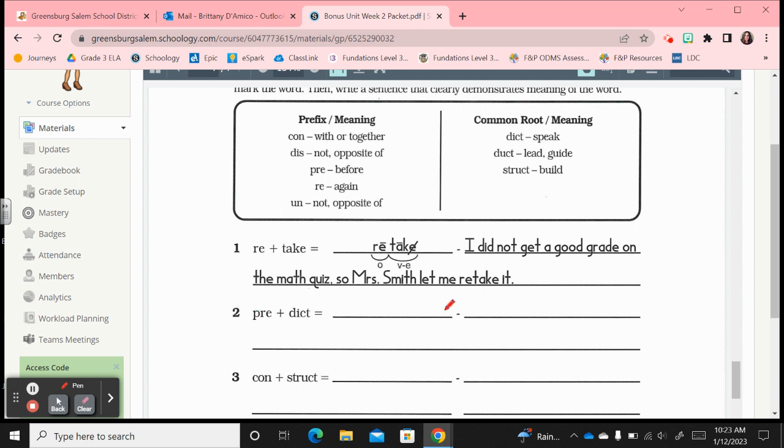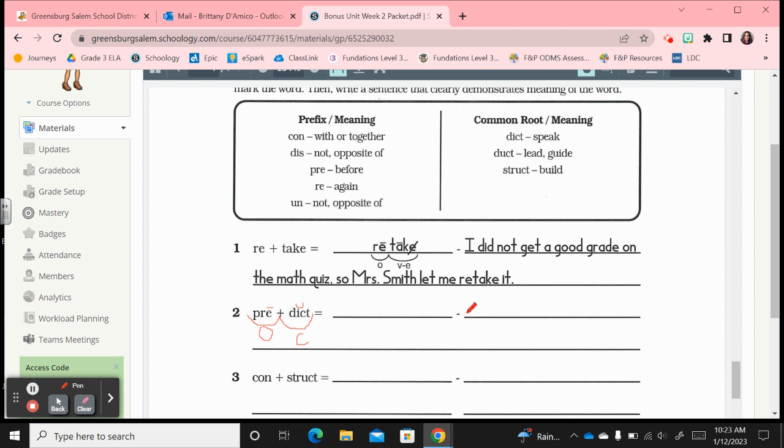Okay, so let's think about predict. I'm not going to rewrite them here, but I will show you how we mark them. Pre is a prefix. Dict is actually a root. Pre is an open syllable prefix, has a long vowel there. And dict, we can just mark up as a closed syllable because it has that short vowel. So you would rewrite it here and mark it up here. And then after this dash is where we'll start the sentence.